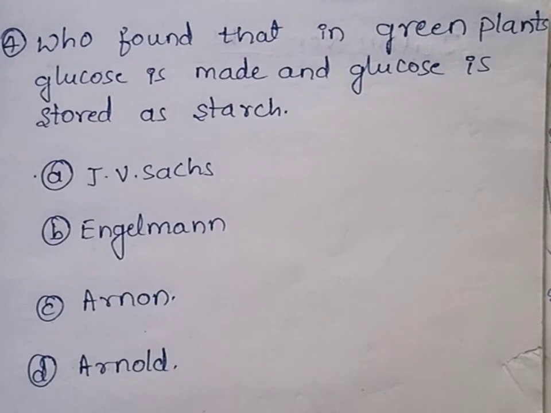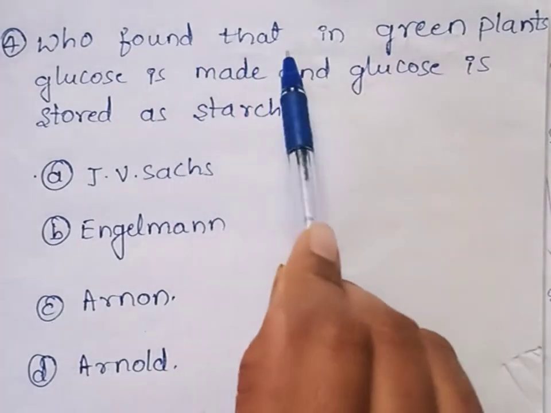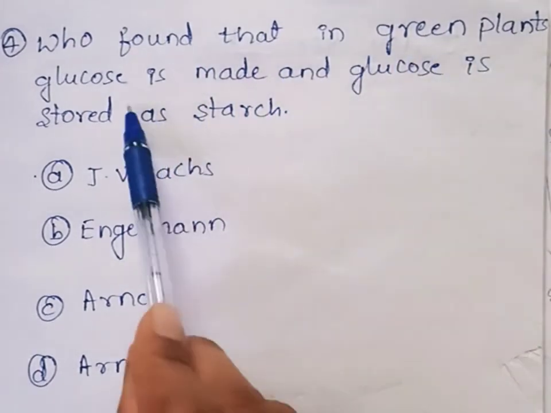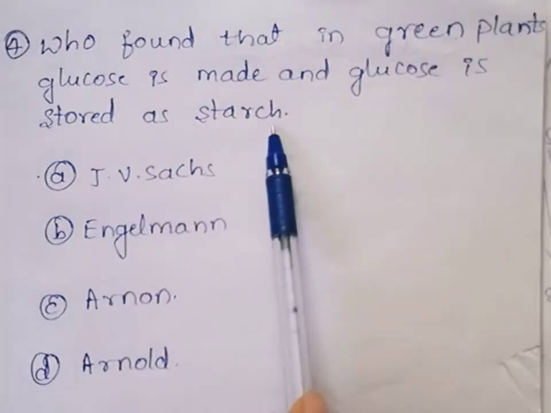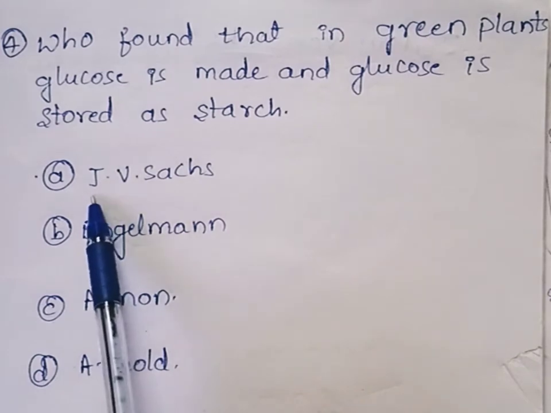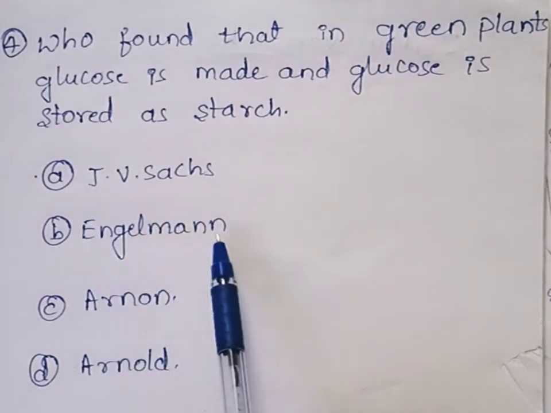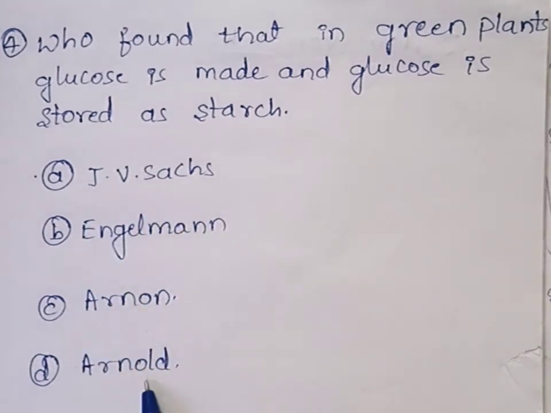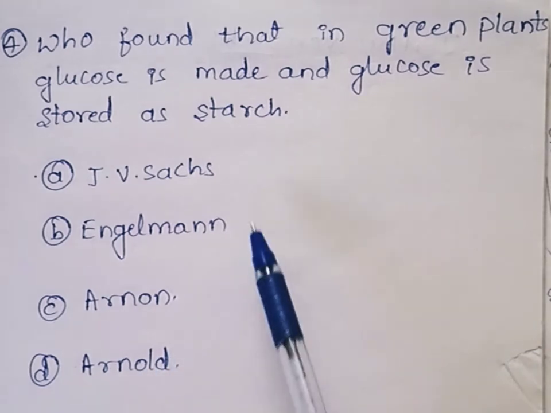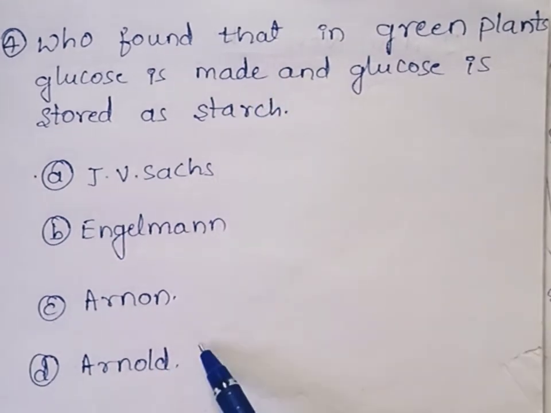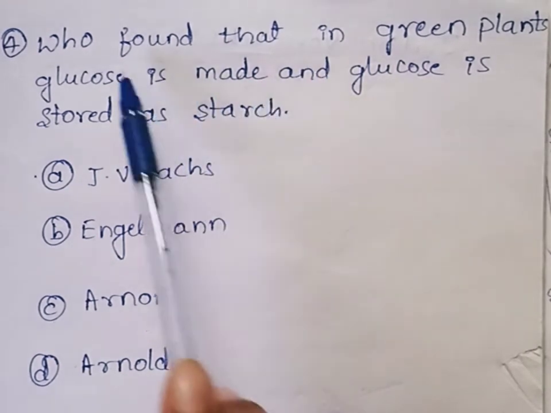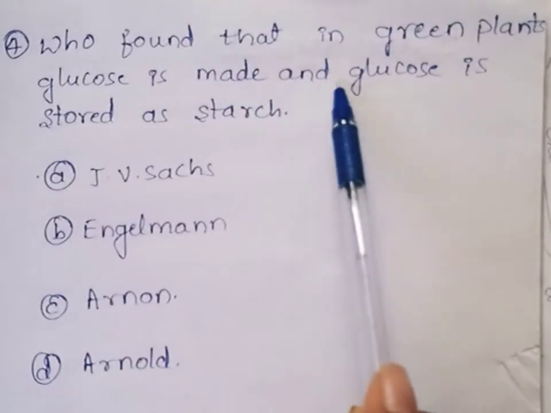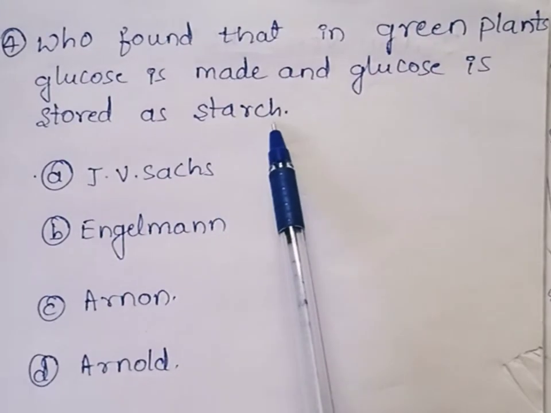Next question is, who found that in green plants glucose is made and glucose is stored as a starch? Options are J.V. Sachs, Engelmann, Arnon and Arnold. So, before selecting the right answer, first we have to understand the question properly. Who found that in green plants glucose is made and glucose is stored as a starch?